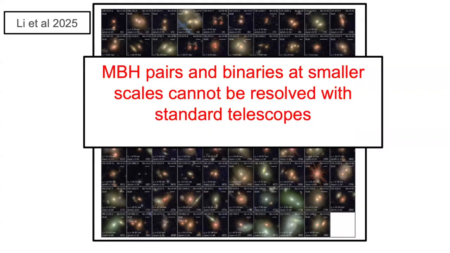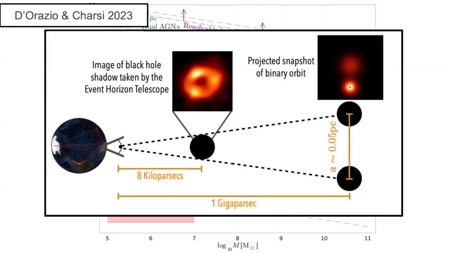Binaries at smaller separations cannot be resolved through standard telescopes, as they don't have an angular resolution that is small enough to resolve them. Of course, we can use some other techniques such as VLBI. For example, this is an image of the shadow of a black hole taken by the Event Horizon Telescope. We can think of using the same technique to resolve binaries at smaller separation, for example, at 0.05 parsecs.